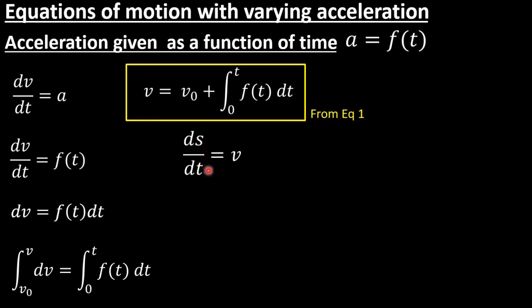Let's say we've got ds dt equals v, and then we get ds equals v times dt, and then we integrate ds with respect to s from s0 to s, and v with respect to time from 0 to t.